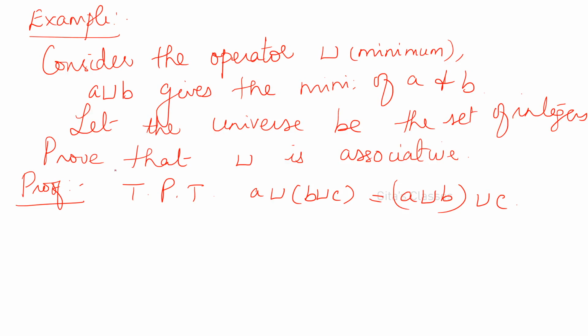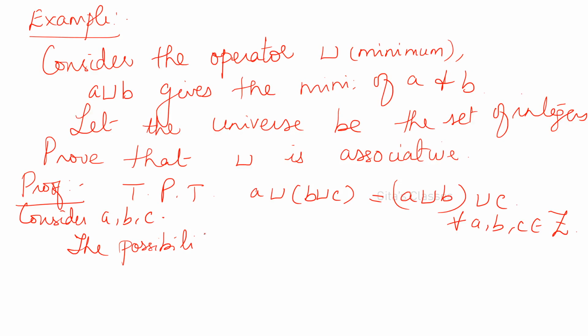So what are all the possibilities? Consider any three integers a comma b comma c. This should be proved for all a, b, c in the set of integers. What are the possibilities now? First condition, a less than or equal to b less than or equal to c. Actually, we have to consider all the possible values of a, b, c to prove this associative.